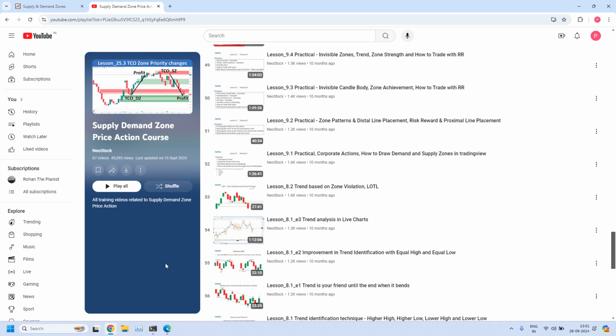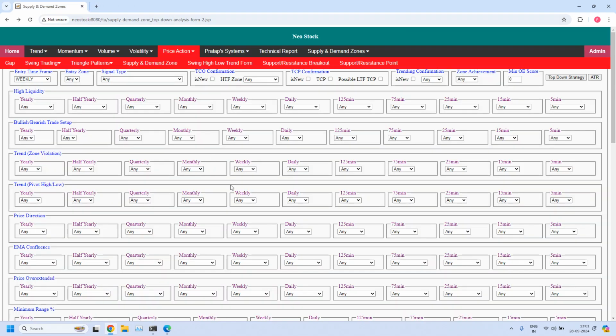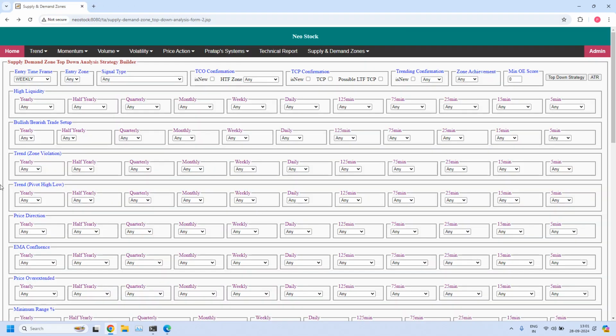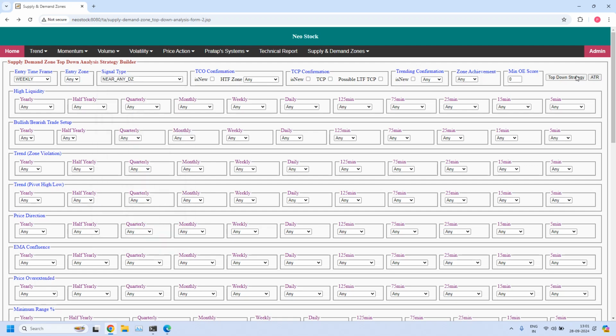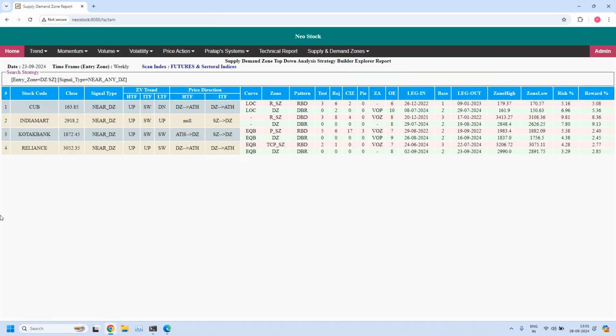Now let's get into the report generation. For the weekly time frame, let us find the stocks near weekly demand zone. 4 stocks are filtered near to the weekly demand zone. I will be giving you only a few seconds to watch this report, so you need to pause the video and study all the reports, and after that you can further proceed.